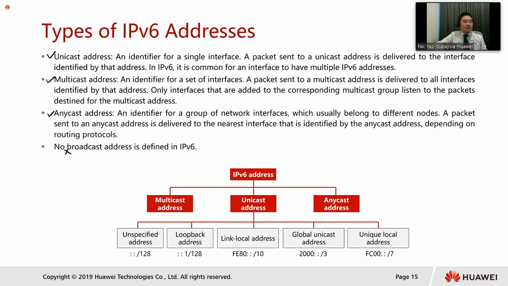But multicast is sent to a group. It is an identifier for a set of interfaces, and a packet sent to a multicast address is delivered to all the interfaces identified by the address. Only interfaces that are added to the corresponding multicast group can listen to these addresses. They need to specify where your multicast addresses are. Whoever is listening receives; whichever is not listening will not accept the information.